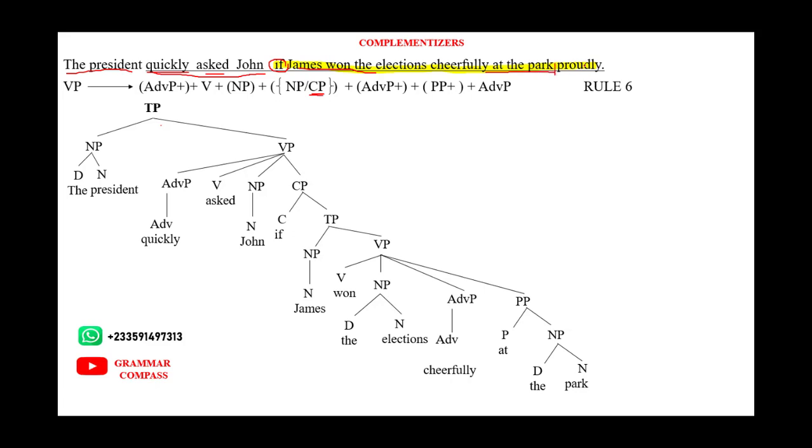We are left with the last one, that is proudly. Proudly also gives us information about won. Therefore, the verb phrase also consists of an adverb phrase which also consists of the adverb proudly. So this is the tree that will be generated for the sentence that is above. So wherever you see a CP, always remember that the CP will be made up of a complementizer and then another sentence. We already know how to break down sentences, so this will not be an issue.